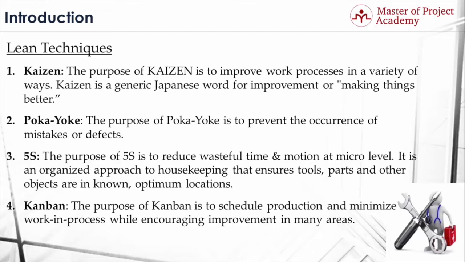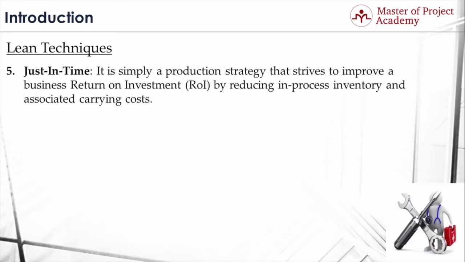5. Just-in-time. It is simply a production strategy that strives to improve a business's return on investment or ROI by reducing in-process inventory and associated carrying costs. To meet JIT objectives, the process relies on signals or Kanban between different points in the process, which tells production when to make the next part.